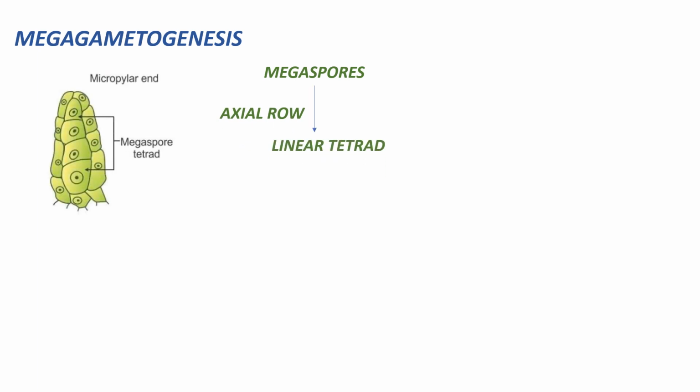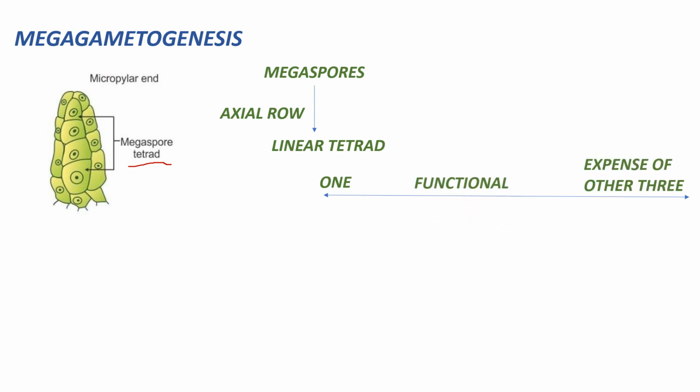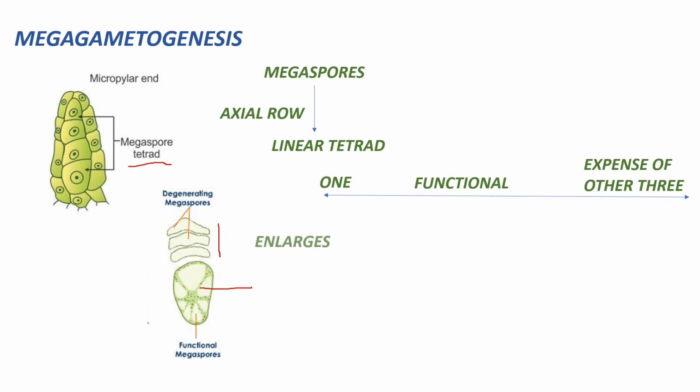Megagametogenesis. It is the second stage in the development of female gametophyte. In this process, the female gametophyte is formed from the megaspores. The megaspores that are formed as a result of megasporogenesis are arranged in an axial row, forming a linear tetrad. If you see this image, the megaspores are arranged one below the other, forming a linear tetrad. Of these four megaspores, only one is functional. It grows at the expense of the other three. This is the functional megaspore, and these three are degenerating megaspores.